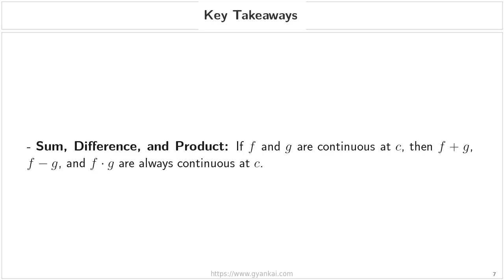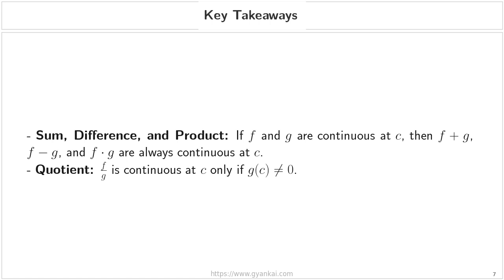Key takeaways. To wrap up our lesson on the algebra of continuous functions, let's go through the key takeaways to ensure you have a solid grasp of these rules before we move on to more complex problems. First, let's recap the basic operations we discussed earlier. If the functions f and g are both continuous at a point C, then their sum, difference, and product, represented as f plus g, f minus g, and f times g, are always guaranteed to be continuous at that same point C. These are the most straightforward rules, and as we saw in our step-by-step example, they allow us to analyze complex functions by breaking them down into simpler parts.